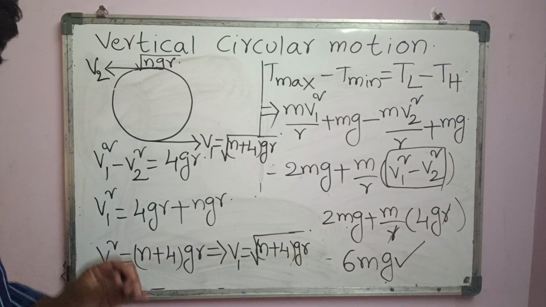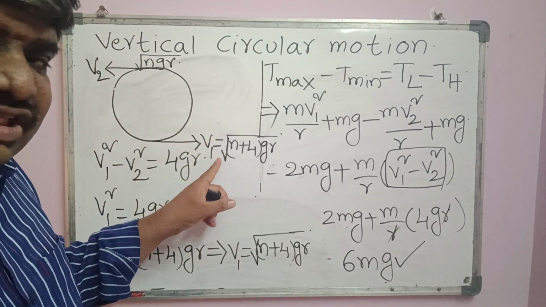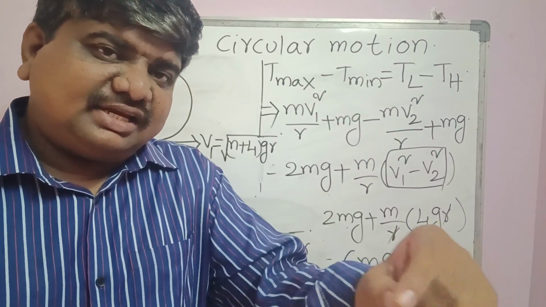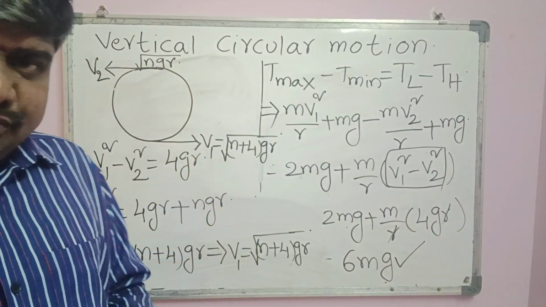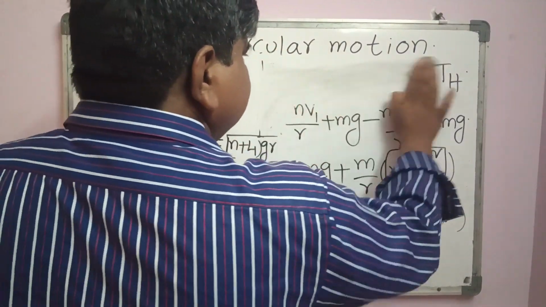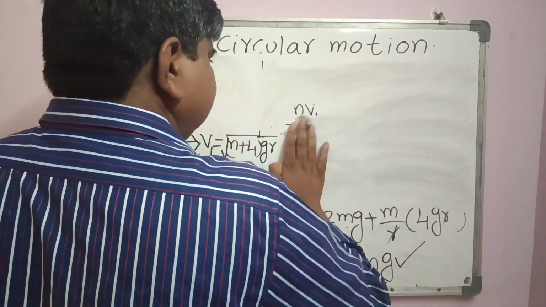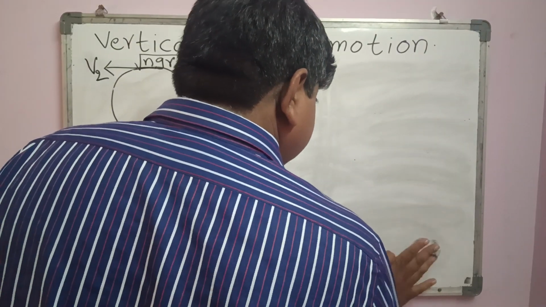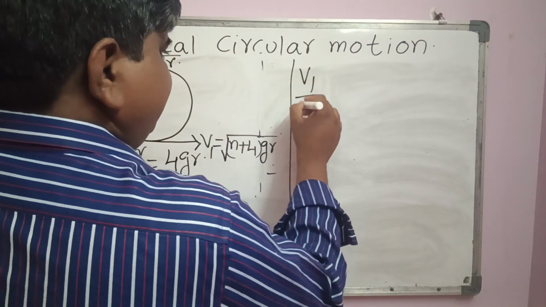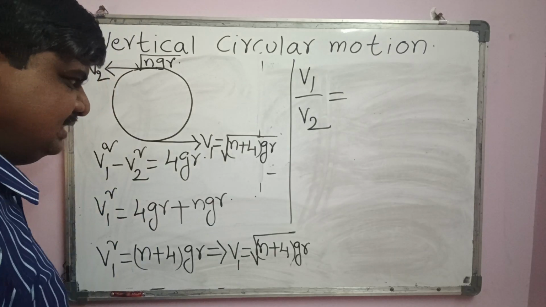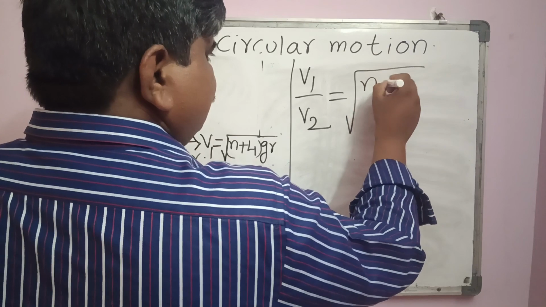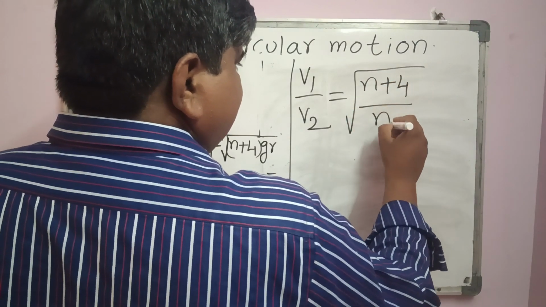So how much is the ratio of the speeds from lowest position to highest position when a body is revolving in vertical circular motion? V1 by V2 can be written as root over, where gr and gr get cancelled, root over n plus 4 by n.